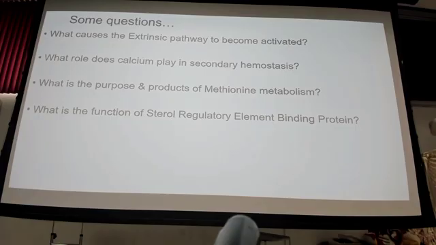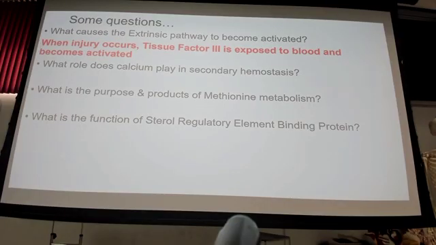Right. So for the extrinsic pathway, what factor gets activated? And how? 3, right? And how or when is 3 activated? Like, what causes 3 to become active? It's exposed to the blood, right? So 3 is in the endothelial lining of the vasculature, and once it gets exposed to the blood, it becomes activated. 12 from the intrinsic pathway is already floating around, so 3 is not. Okay?